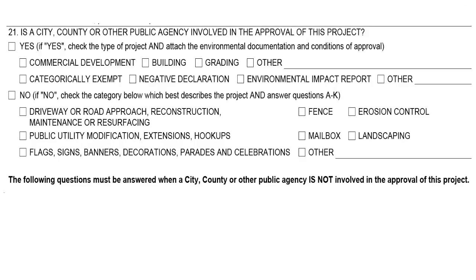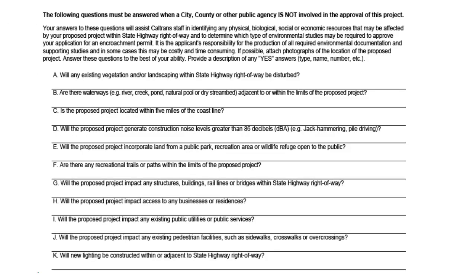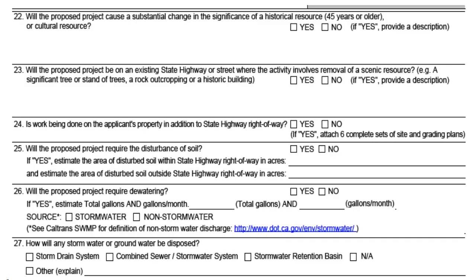If a local agency has led you through the environmental process, then check Yes to question 21 and provide the environmental document as a supporting document in your standard encroachment permit application package. If a local agency has not been involved with your project, then check No for question 21 and answer questions A through K and questions 22 through 24.